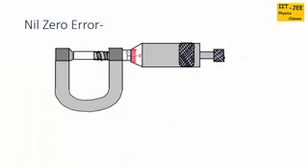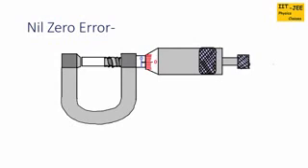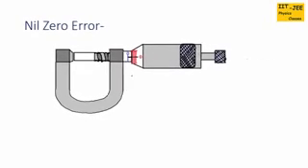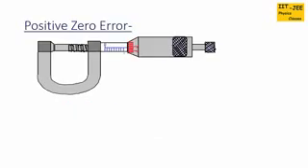The first case is when these two ends are together, then you can see this horizontal line of the main scale is the reference line and this is the zero of the circular scale. They both are completely in a straight line, perfectly coinciding with each other. In this case, this screw gauge is free from zero error, or it has no zero error. So the zero error of this screw gauge is 0. Here is the second case.